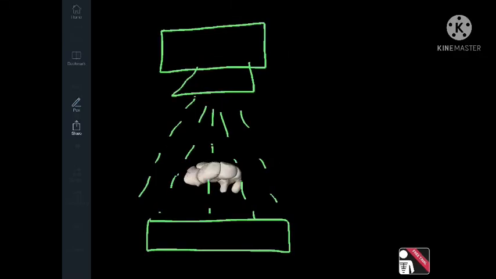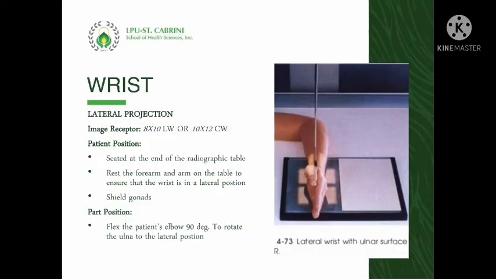Compared to when positioned for PA projection, the carpals are in convex position on their posterior surface. Thus, some of the X-ray beam divergence can't pass through the joint spaces, as some of the rays may be trapped due to the convexity of the carpal bones.